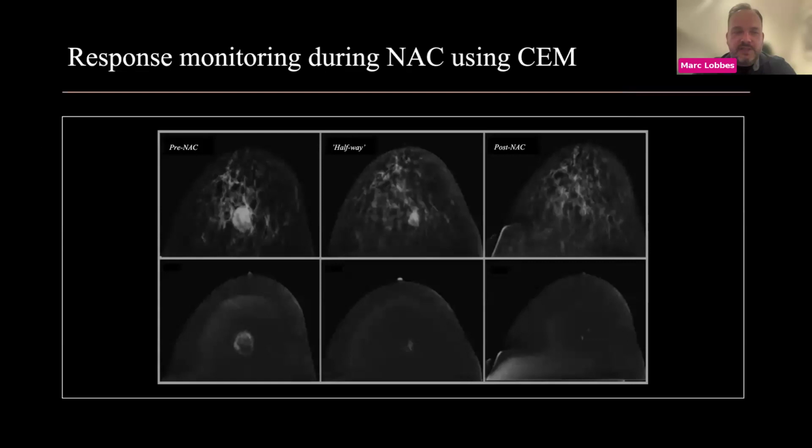Now, the next indication is response monitoring in neoadjuvant chemotherapy treatment. Here you can see on the left side the situation before any treatment.